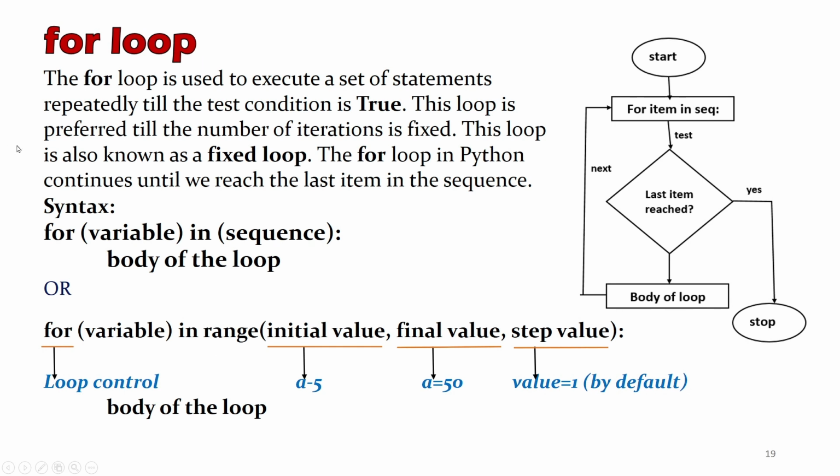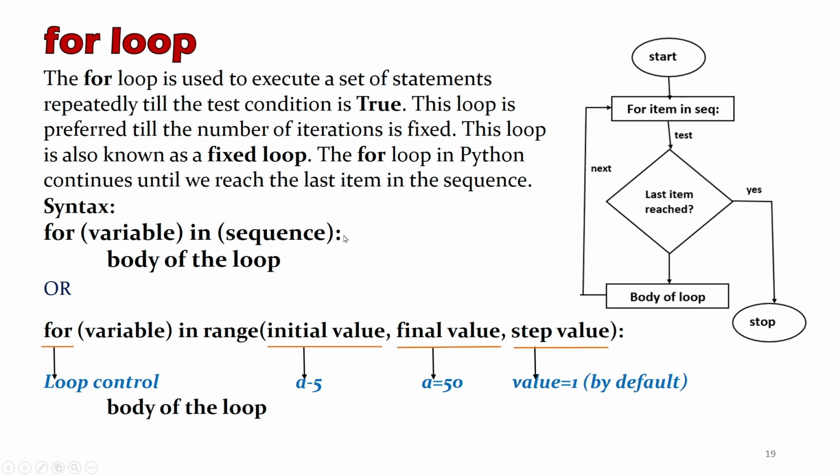The for loop is used to execute a set of statements repeatedly till the test condition is true. The loop is preferred when the number of iterations is fixed. The loop is also known as a fixed loop. The for loop in Python continues until we reach the last item of the sequence. What will be the syntax for this? For variable in sequence.